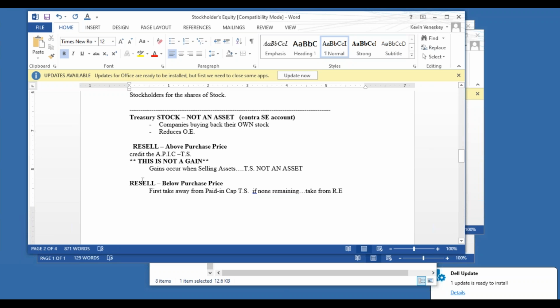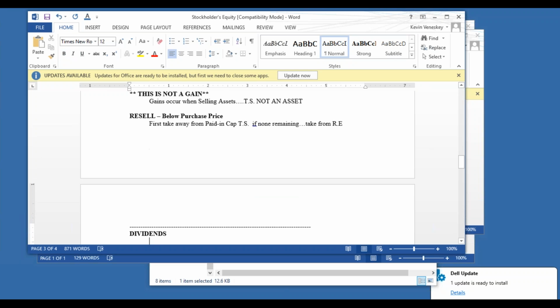Now, what happens if it's just the opposite? I resell my treasury stock for less than what I purchased it for. So I purchased it for $10, but I could only get $8 when I resell it. Well, then it's kind of like a loss. And how we treat that is we first take away any of the paid-in capital that we may have previously had in treasury stock. If I don't have any paid-in capital for treasury stock, or I run out, then I have to go to my retained earnings and start taking away earnings, which is never a good thing. Companies should not reach into their retained earnings if at all possible.